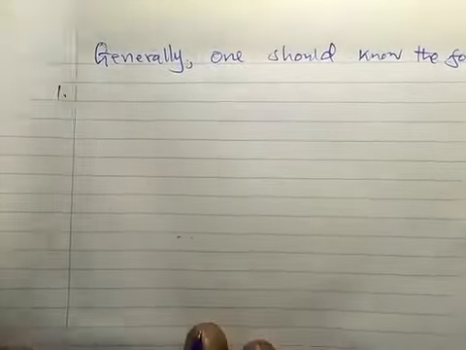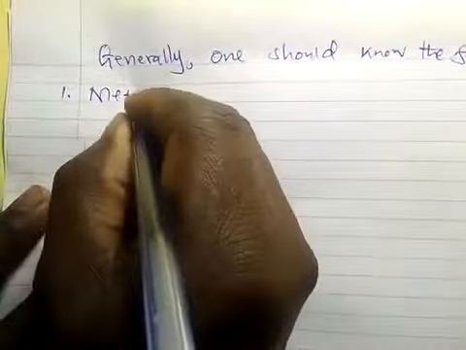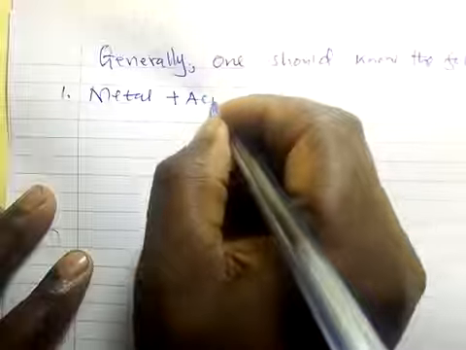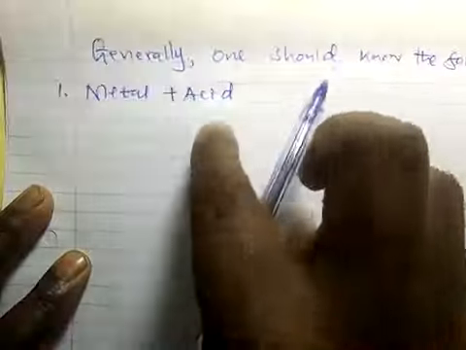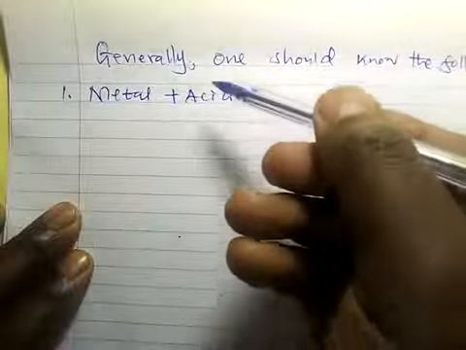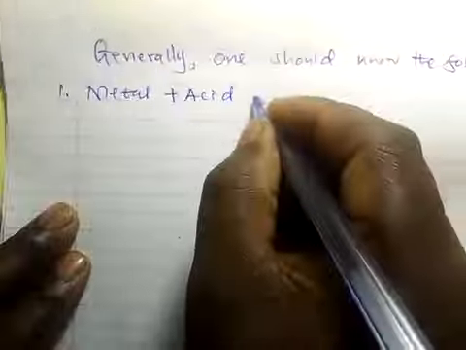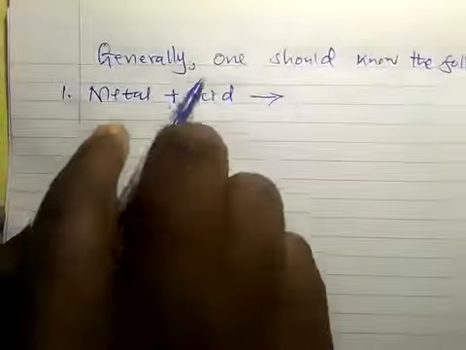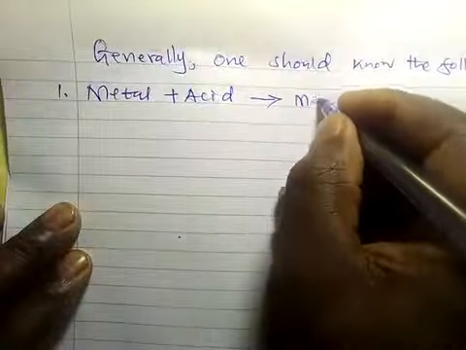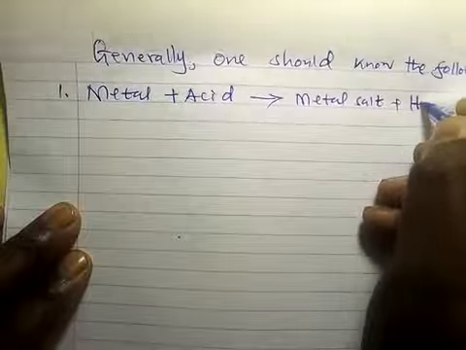You can check it. So for now, you should know that a metal plus an acid, you should know the names of the acids. We have hydrochloric acid, nitric acid, sulfuric acid. So when a metal reacts with an acid, what do they form? You should know that a metal plus an acid gives the metal salt plus hydrogen gas.